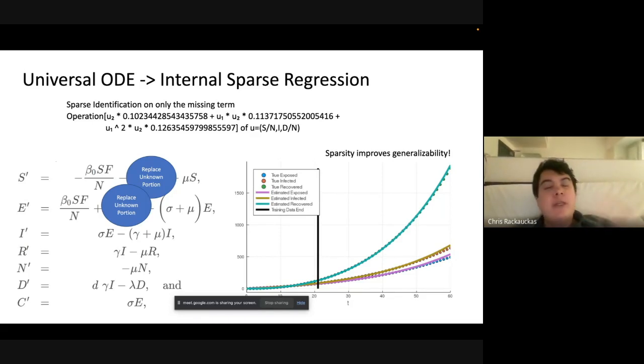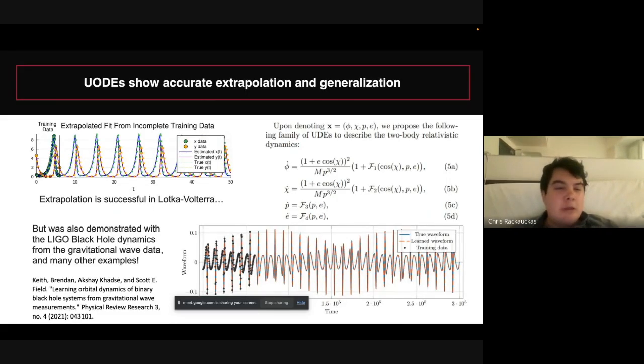One other piece that comes out of this as well that we found is that generally after you do the sparse regression, you tend to see improved generalizability, though we do not have a good proof that it happens in general. We have seen this case by case, and it's kind of a mystery that we're still looking into.